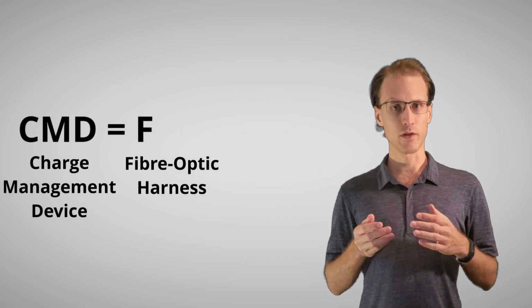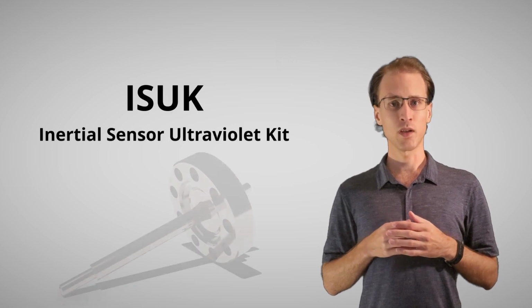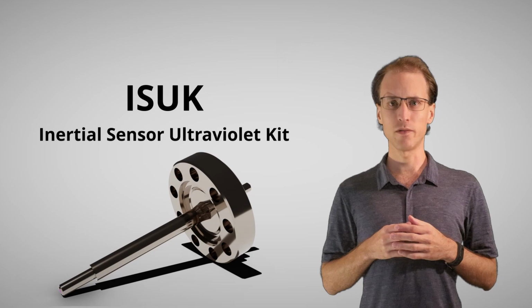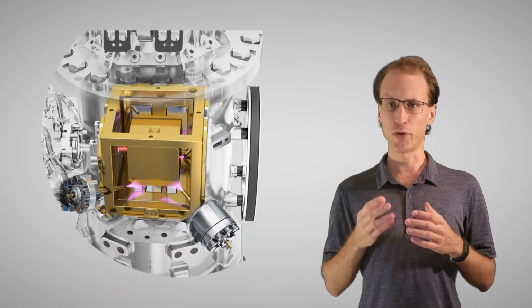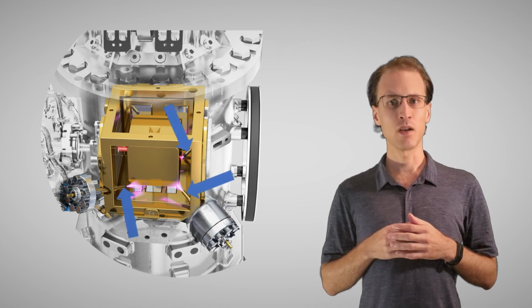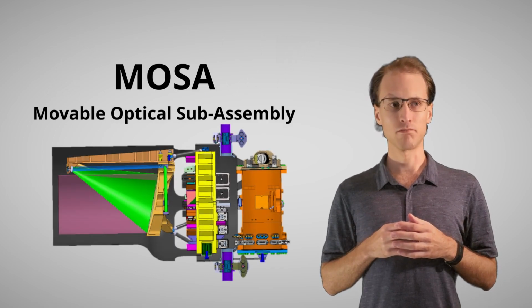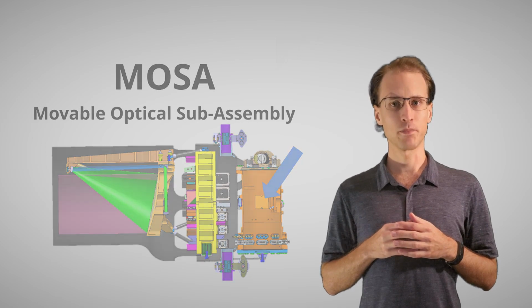Before we start, let's get a few acronyms out of the way first. The CMD is made up of two parts, the fiber optic harness, or FOH, and the UV light unit, or ULU. We will get to these soon. Next up are the inertial sensor ultraviolet kits, or ISICs, which are what the ends of the FOH connects to in order to shine the UV light onto the test masses. There are 3 of these per GRS head, one pointed at the test mass, one at the housing, and one at both. Finally, there is the movable optical subassembly, or MOSA, which contains all the optical bits that can move. The GRS is one of these things. Also, remember that you can pause the video if you want to read anything in more detail. I'll throw this symbol up when I recommend you do.